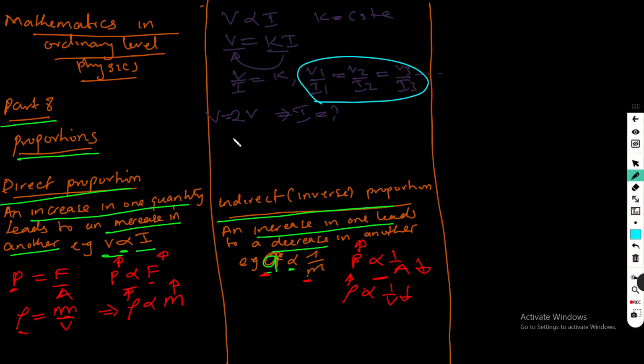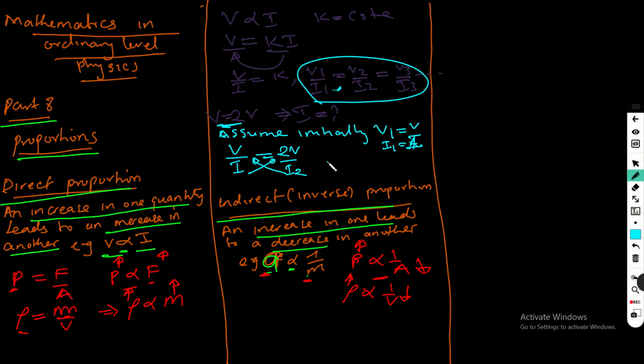You say, okay, assume initially V1 is V and I1 is I. So now you put V over I, using this formula, equals the new value, which is 2 volts over I2. That's what you're looking for. Now you have to cross multiply.